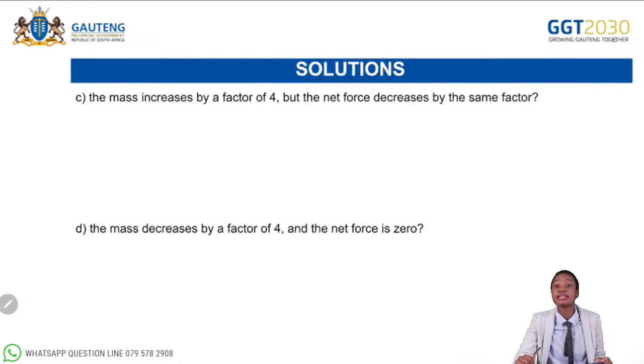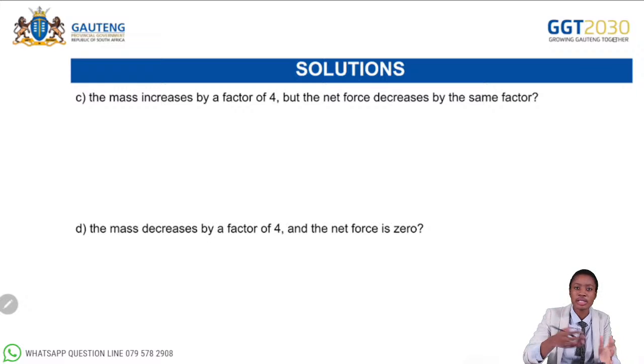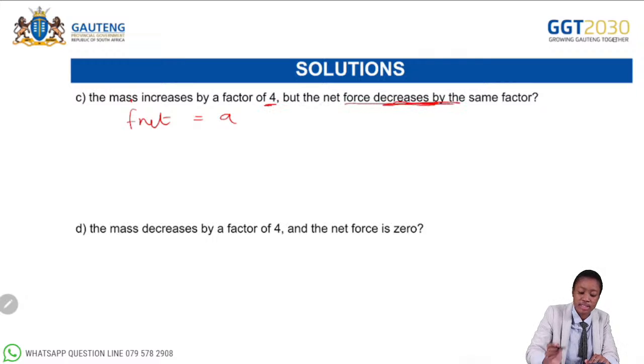Let us look at C. C is quite an interesting one. What happens to acceleration when the mass increases by a factor of 4, but the net force decreases by the same factor? You can start with the mass or you can start with the force, it doesn't really matter, but let's be consistent, we've been using F net first. So we increase mass by a factor of 4, but then net force decreases by the same factor. So we are decreasing by a factor of 4.